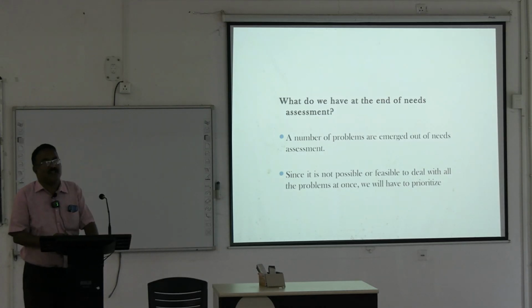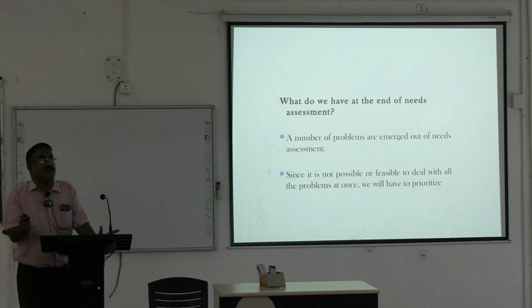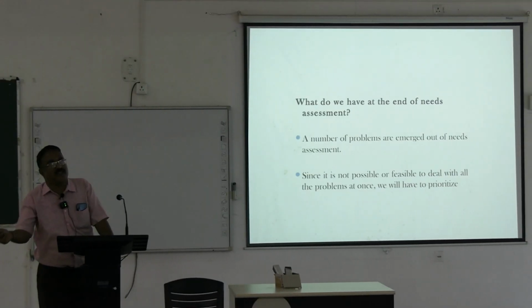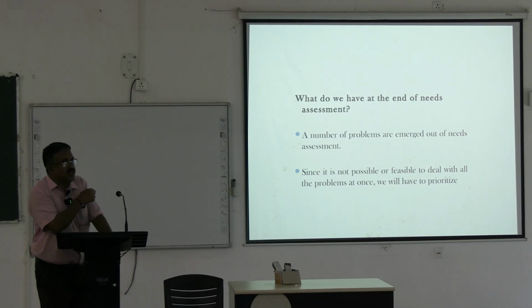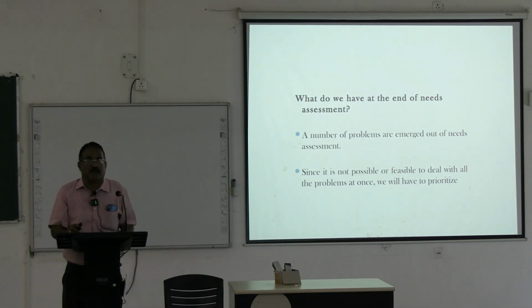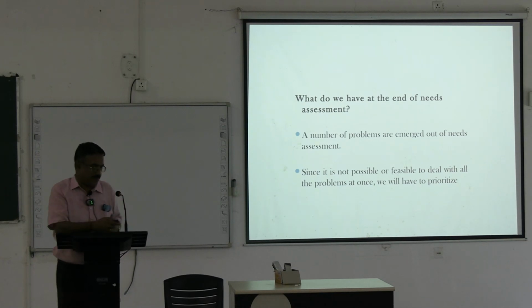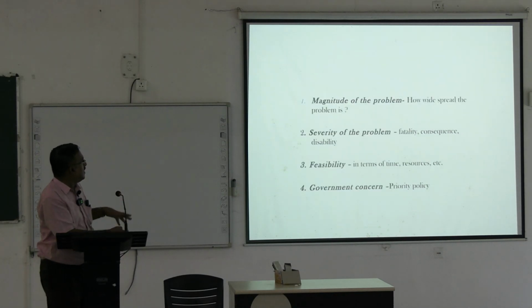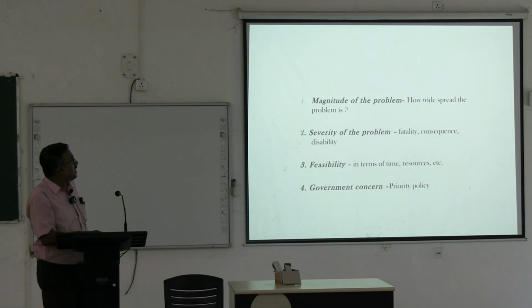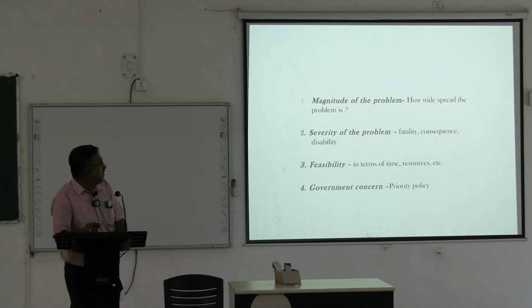So what do we have at the end of need assessment? We have a lot of various problems. Some place there is no water, some place some disease is there, some place something else is there. So we cannot handle all those things at the same time. So we have to make a list of that, then you have to prioritize for it. So again, magnitude of the problem, how big is the problem? Severity of the problem, does it cause fatalities? Is there a consequence? Does it cause disability?